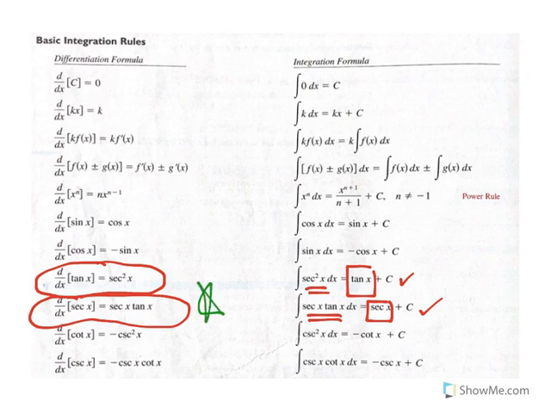Knowing these differentiation rules will allow us to also know how to do our U-substitutions, because you might, for example, let u be equal to tangent x. Then the differential of u would be secant squared x dx. Or you might let u be equal to secant x. Then the differential of u would be secant x times tangent x dx.